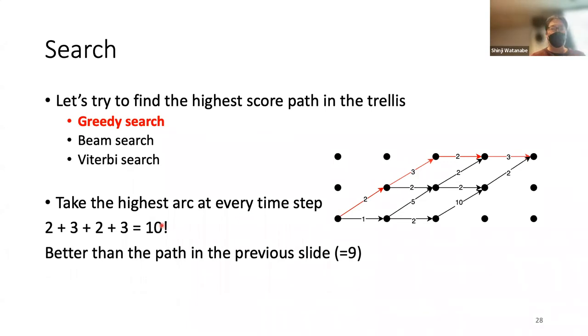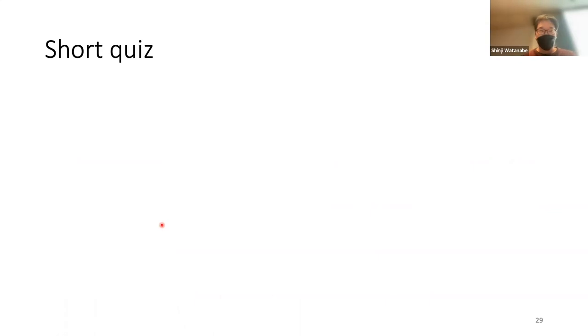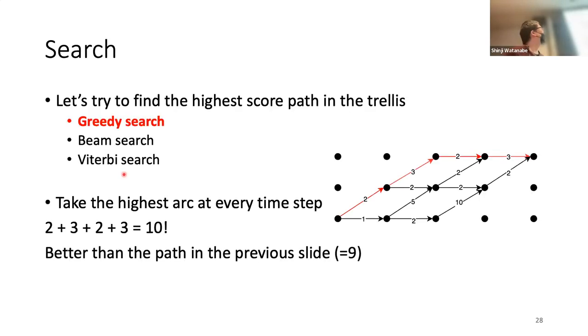And then I have a quiz. Is that enough? Yes. So the question is that we have a lot of paths, right? This greedy search, among all of these possible paths, is this the highest score path or not? That is the question.